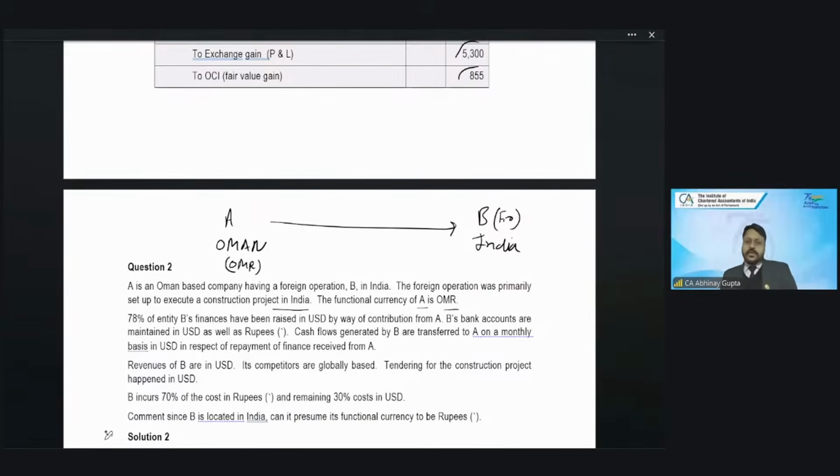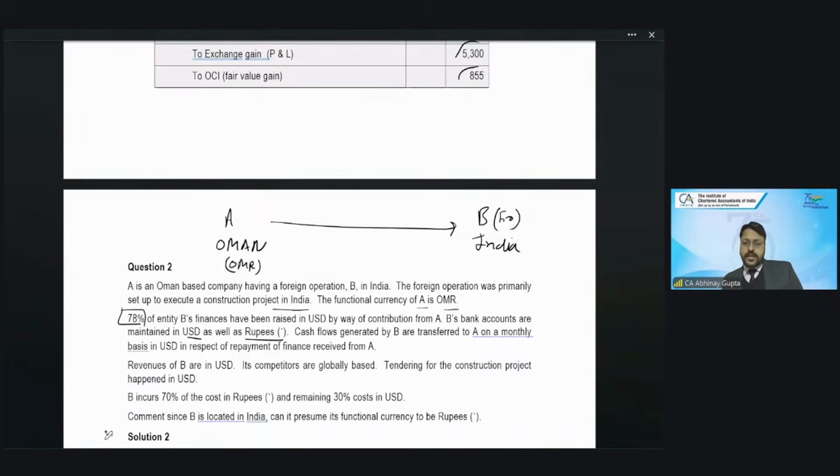78% of B's finances have been raised in US dollars. So B, which is a foreign operation of A, arranges the funds or funding requirements in USD, right? 78% of the total funding is arranged in the USD. B's bank accounts are maintained in both USD as well as in rupees. So B is maintaining two accounts, one in the USD, another in the rupees.